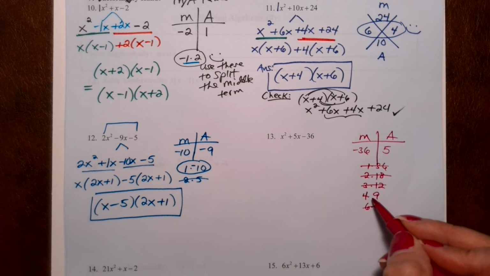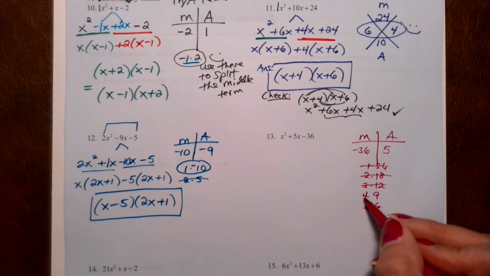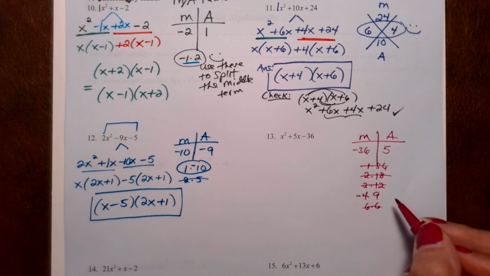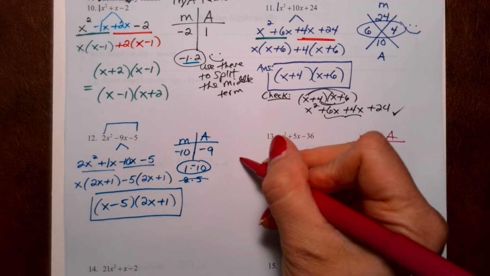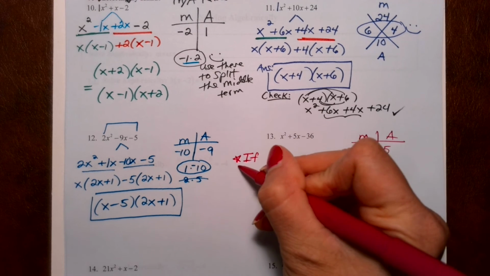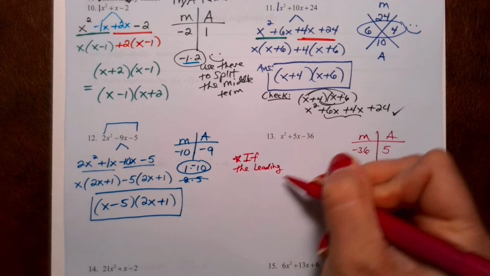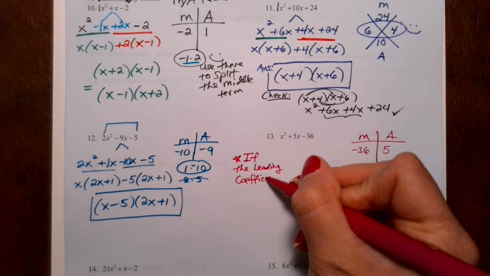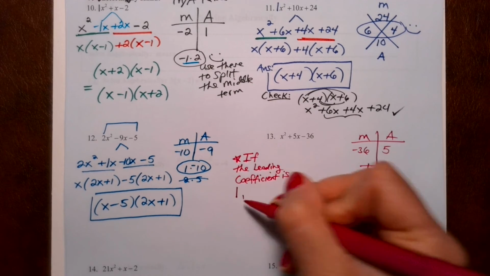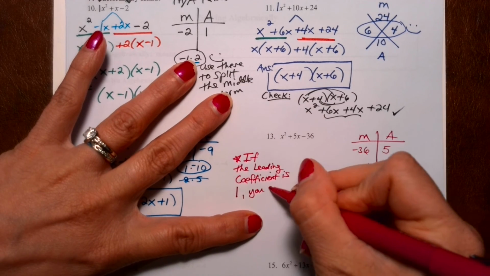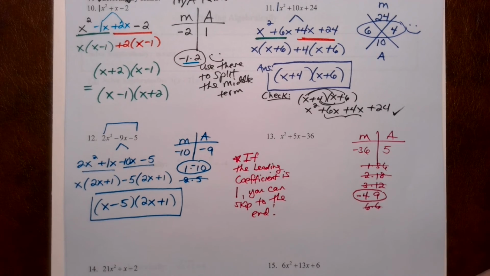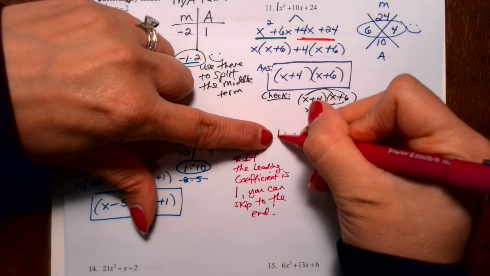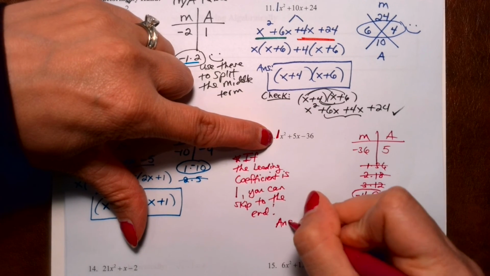So I found the numbers, but now let's think about the negative. One of them gets a negative. Which one? The 4 gets the negative. Now here's a trick I'm going to show you. Sometimes people use this trick way too much. You can't do it all the time. Well, let's write this down. If the leading coefficient is 1, you can skip to the end. Yeah, you can skip to the end. The leading coefficient is a 1. Let's go ahead and skip to the end.